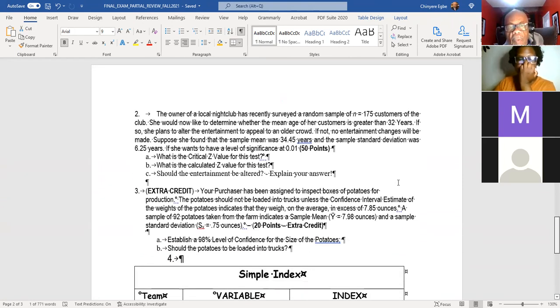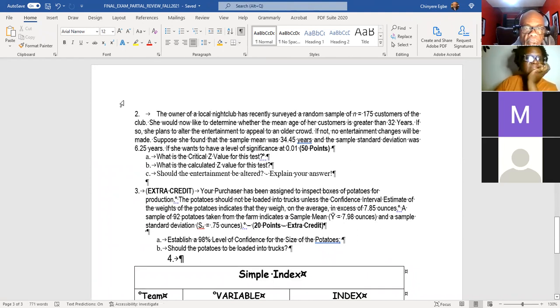Here we have the owner of a nightclub who has recently surveyed a random sample of so many customers. She would like to determine whether the mean age of our customers is greater than 32 years. Now, she plans to alter the entertainment to appeal to an older crowd. If not, no entertainment changes will be made.